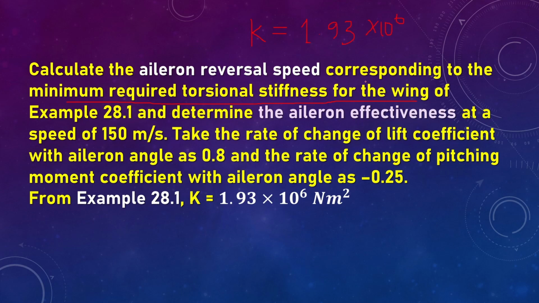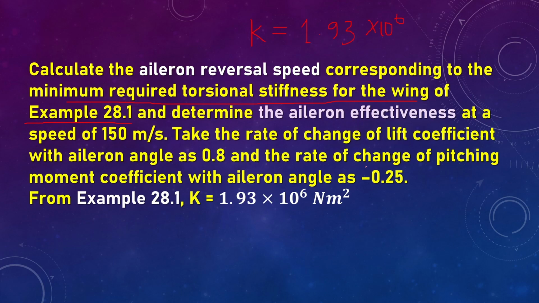and as you can see, the parameters of the wing are given in the previous math. We have to extract those data from there as well. Now we need to determine the aileron effectiveness. How effective is our aileron at a certain speed, right? The aileron effectiveness at a speed of 150 meters per second. The rate of change of lift coefficient is given, and also the rate of change of pitching moment is given due to the aileron deflection.